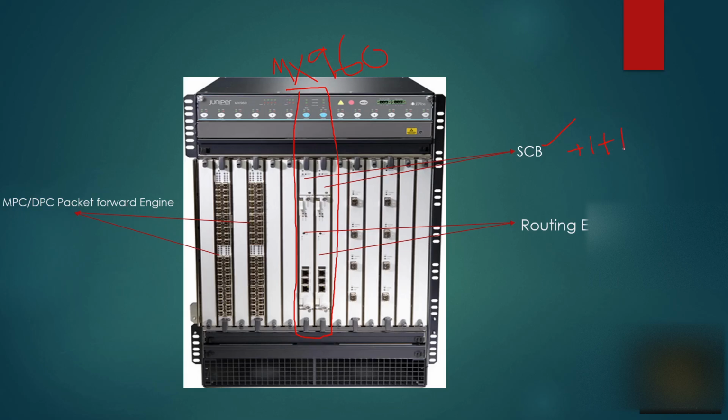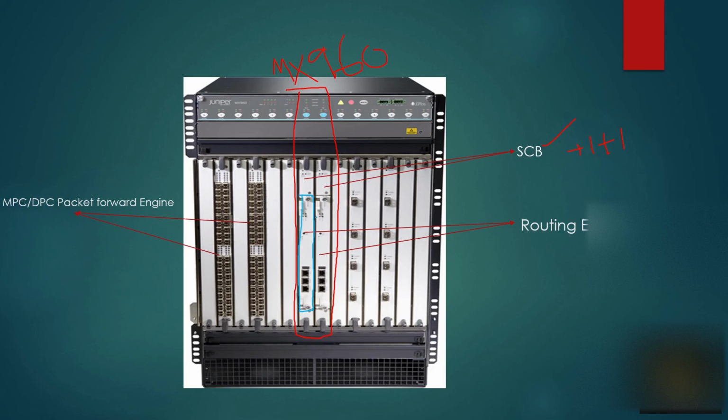So the switch control board, what will it do? It is a slot where you can install a routing engine. Look at this, a routing engine here, a small one. You see, right? This is a small box again.